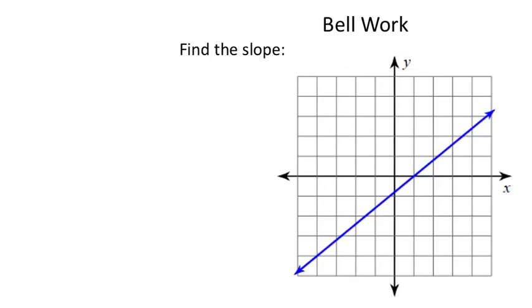All right, let's get started on this bell work. So all we got to do is find the slope. That's the steepness of the line, and since it's a straight line, the steepness never changes. And the nice thing about finding the slope is we already know how to do this. This is all review stuff, which is nice coming back from a break.